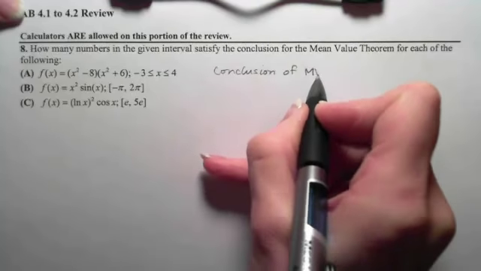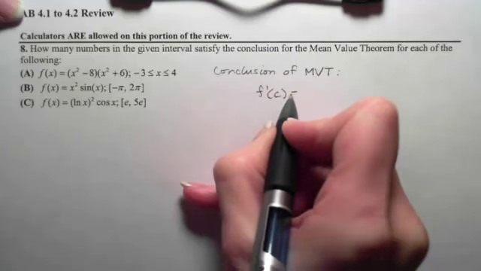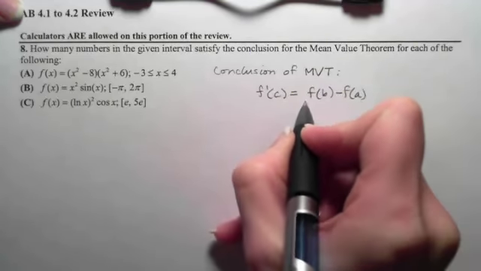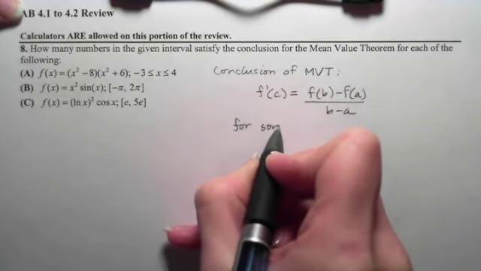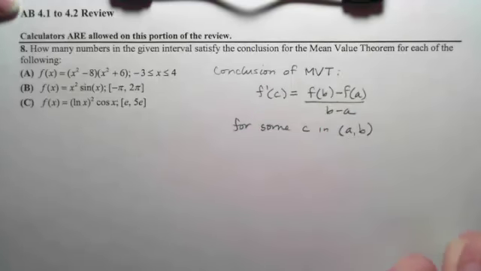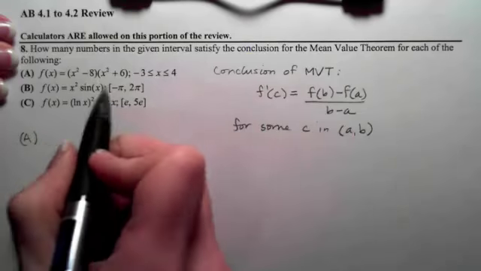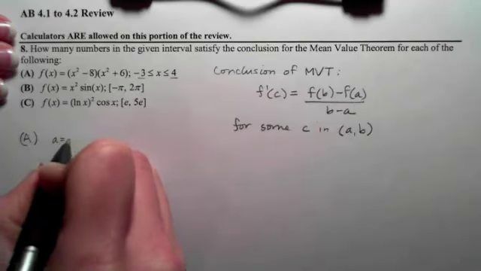So the conclusion of the mean value theorem is f prime of c equals f of b minus f of a over b minus a for some c in the open interval from a to b. So if we look at part A, we can see that our a is -3 and our b is 4.